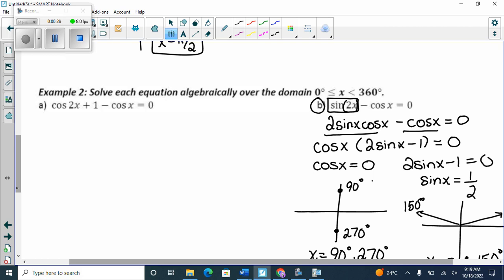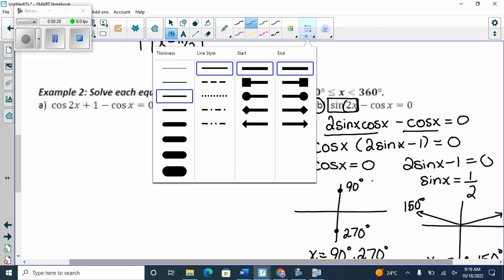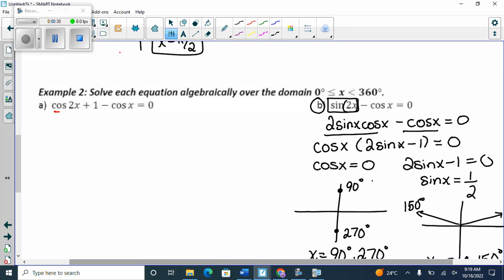This one I saved for today because it's cos 2x, and cos 2x actually has 3 options. On your formula sheet, they're down here. Cos 2x has cos squared x minus sine squared x, 2 cos squared x minus 1, and 1 minus 2 sine squared x. Those are your 3 options. Now, the option you're going to pick is the one that works the best with what you have going on here. So I always look to my singles.